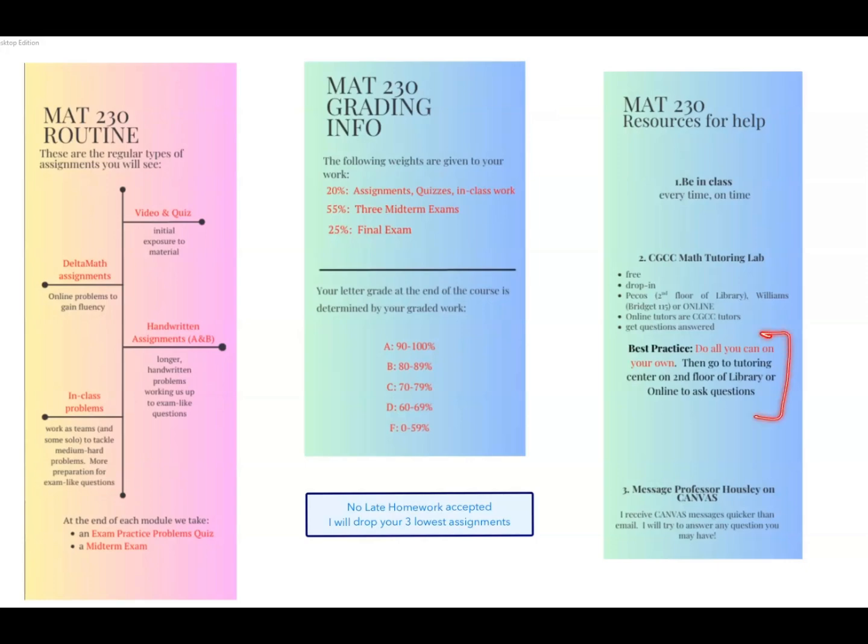The best practice is to do all you can on your own, and then go to the tutoring center, whether it's on the 2nd floor of the library at Pecos or in Bridget Hall on Williams or online, and ask questions. The tutors are pretty good about not just giving you the answers. They will help you think through the logic of it. But you don't want to go to the tutoring center too soon. You do want to really think through the problem, try your hardest on your own. But don't think that it's going to be easy to get through this course with no help and just on your own. So reach out for help.